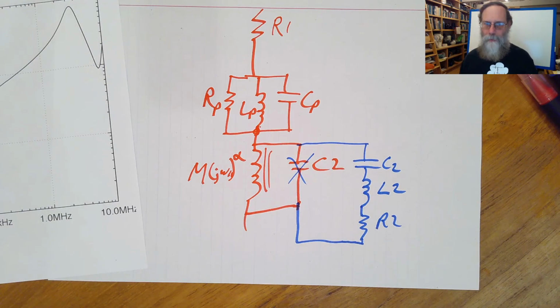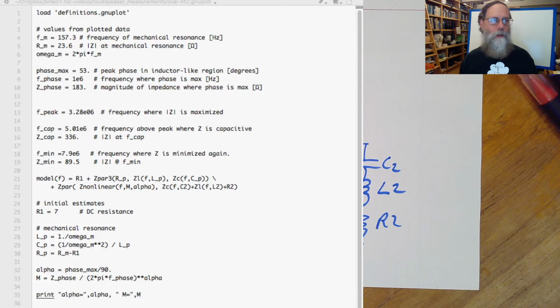I did type one up. And this one is a little more complicated because the model is more complicated. We start out again with the measured data, the points that were there, but we've added now, in addition to the F cap and Z cap that we had for the downward slope where it was behaving like a capacitor, the frequency. Where does that minimum frequency occur? And it's at about 7.9 megahertz. And what's the impedance, the magnitude of the impedance at that? And it was about 89.5 ohms. And again, this was from looking at the data file to see where that high frequency minimum occurred.